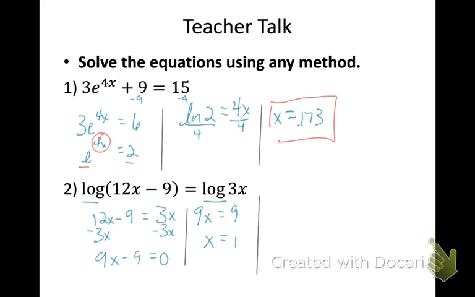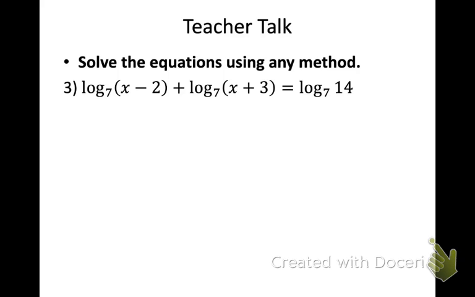You always want to check your solutions in a log equation because we do not want any negative log values. So if we plug in 1 to our first expression, 12 minus 9 is 3, and 1 into our second expression, it is also 3. So log of 3 does equal log of 3. Now let's solve this one.